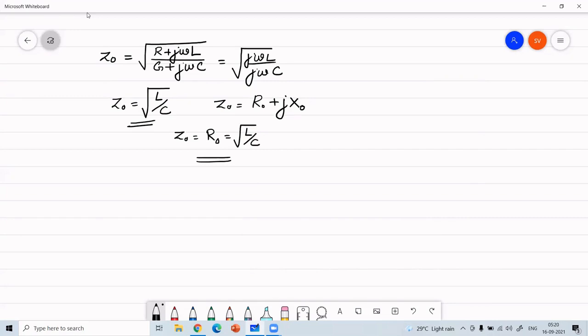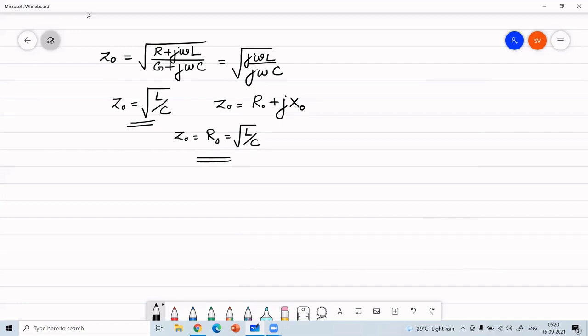So the condition for a lossless line is the resistance should be 0, the shunt conductance should be 0, and the propagation constant is given by j omega into root LC. So the phase shift constant beta is omega into root LC, and the characteristic impedance is root of L by C.